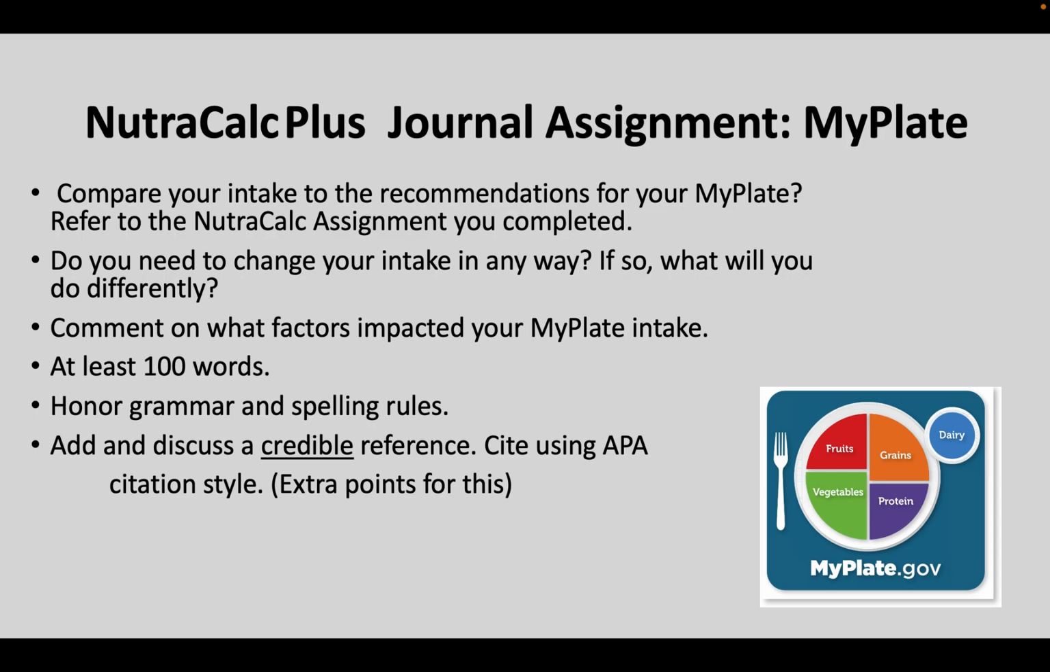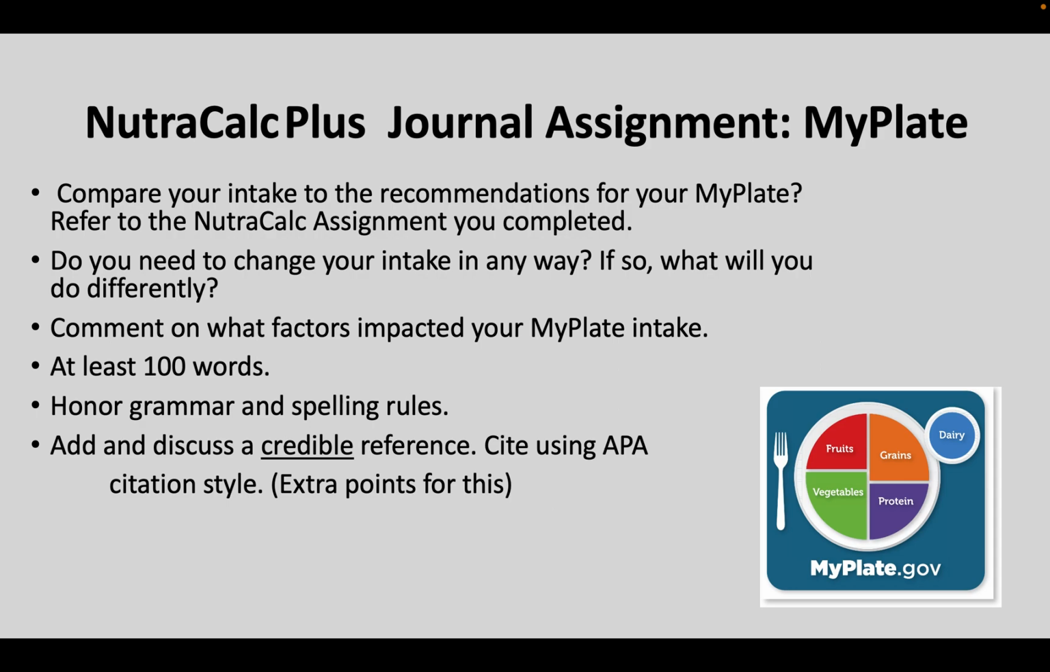Finally, you're going to comment on any factors that may have impacted your MyPlate intake, such as where you were, what food was available to you, how much time you had, how much money you had to spend on food.